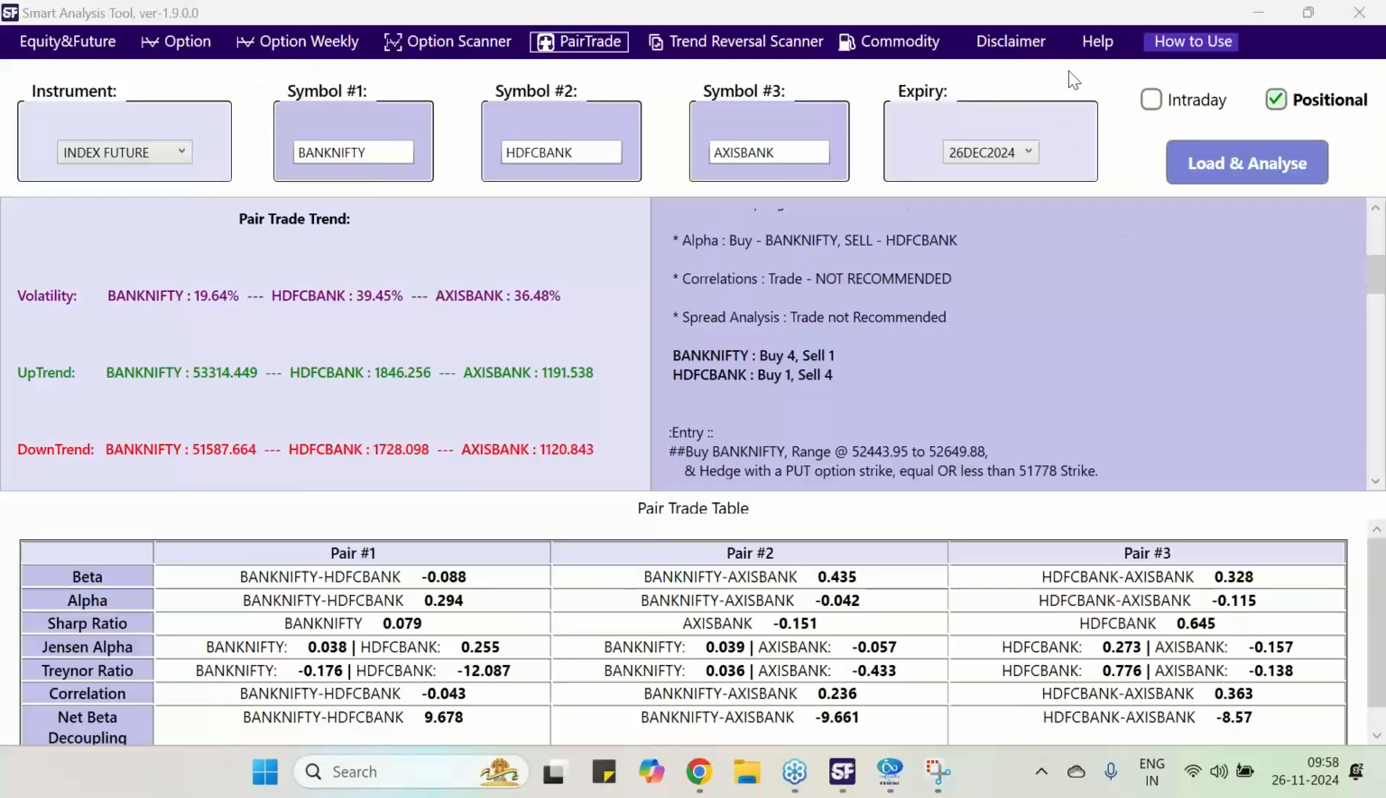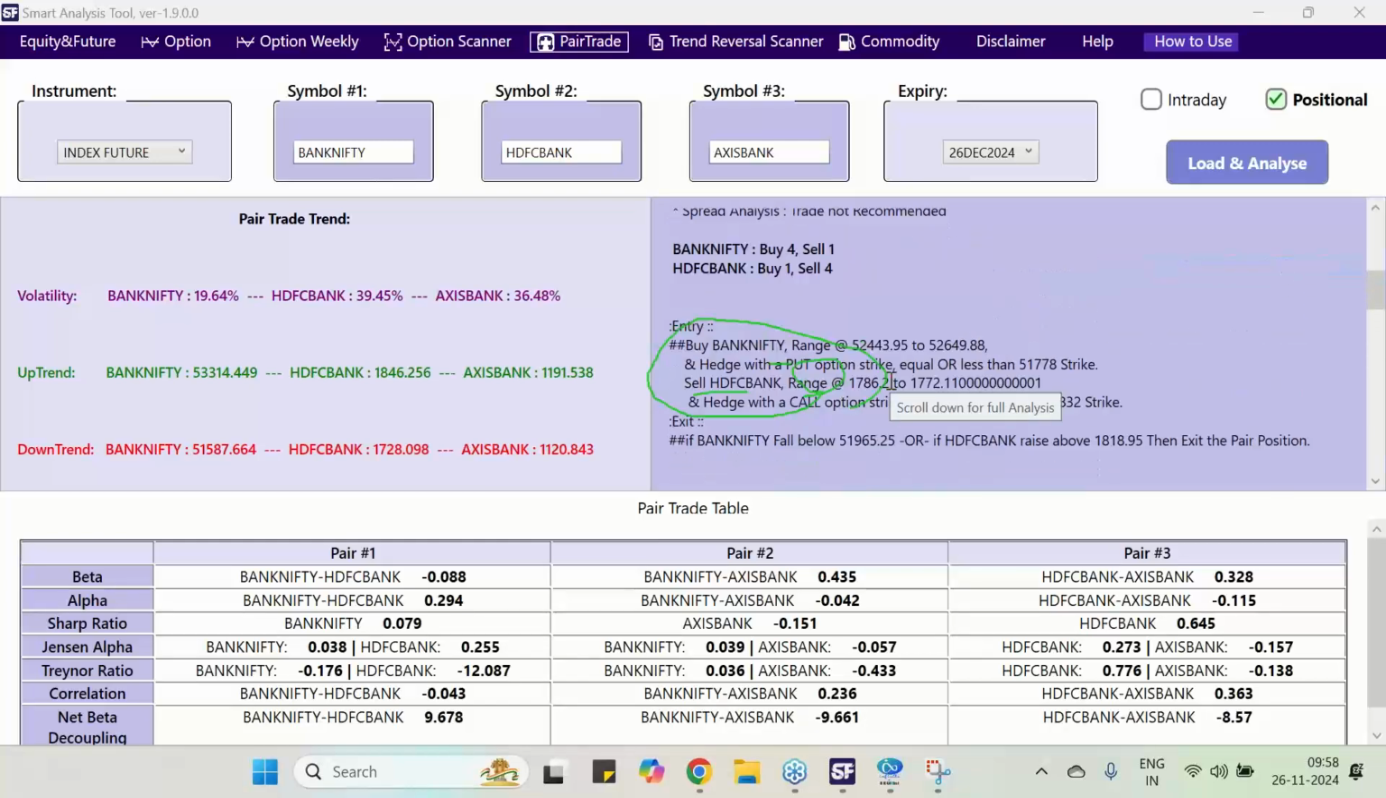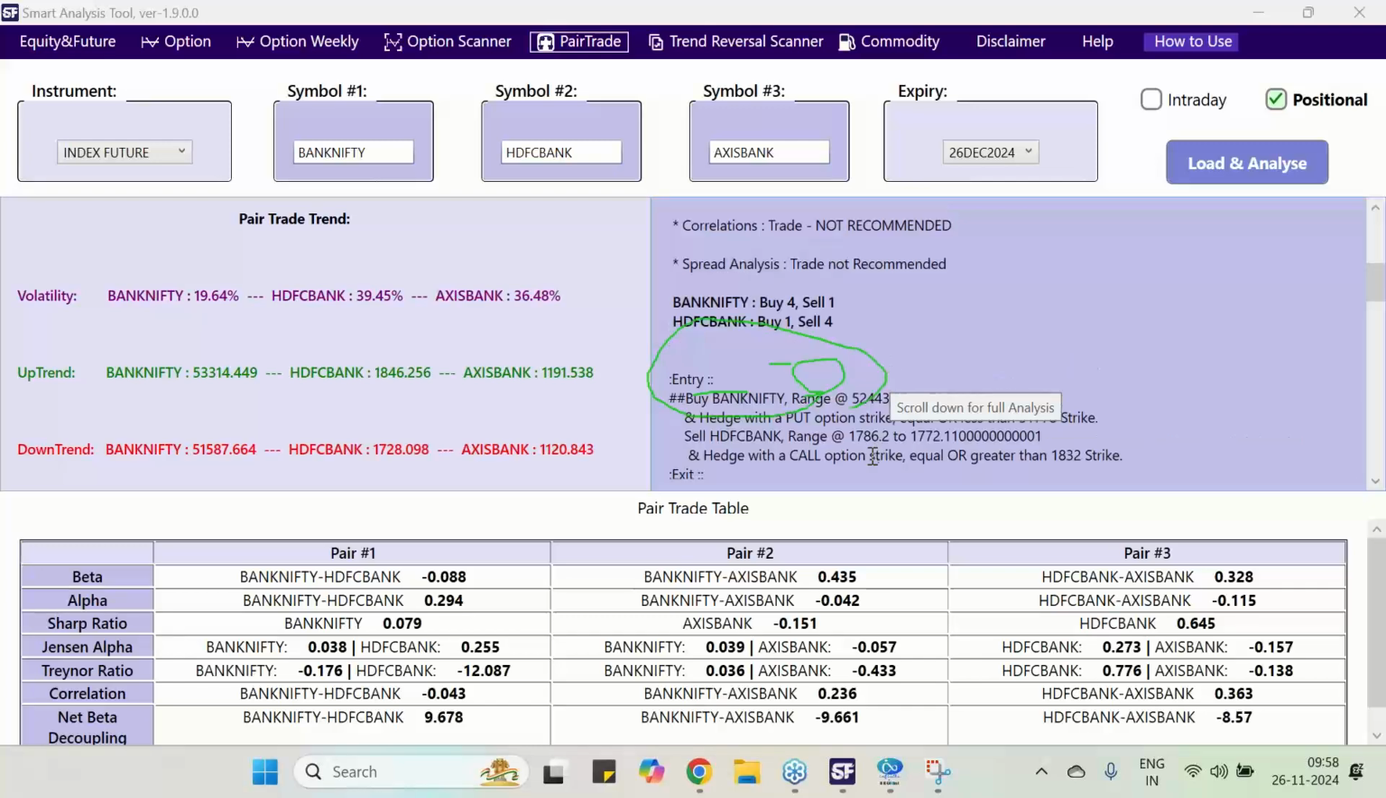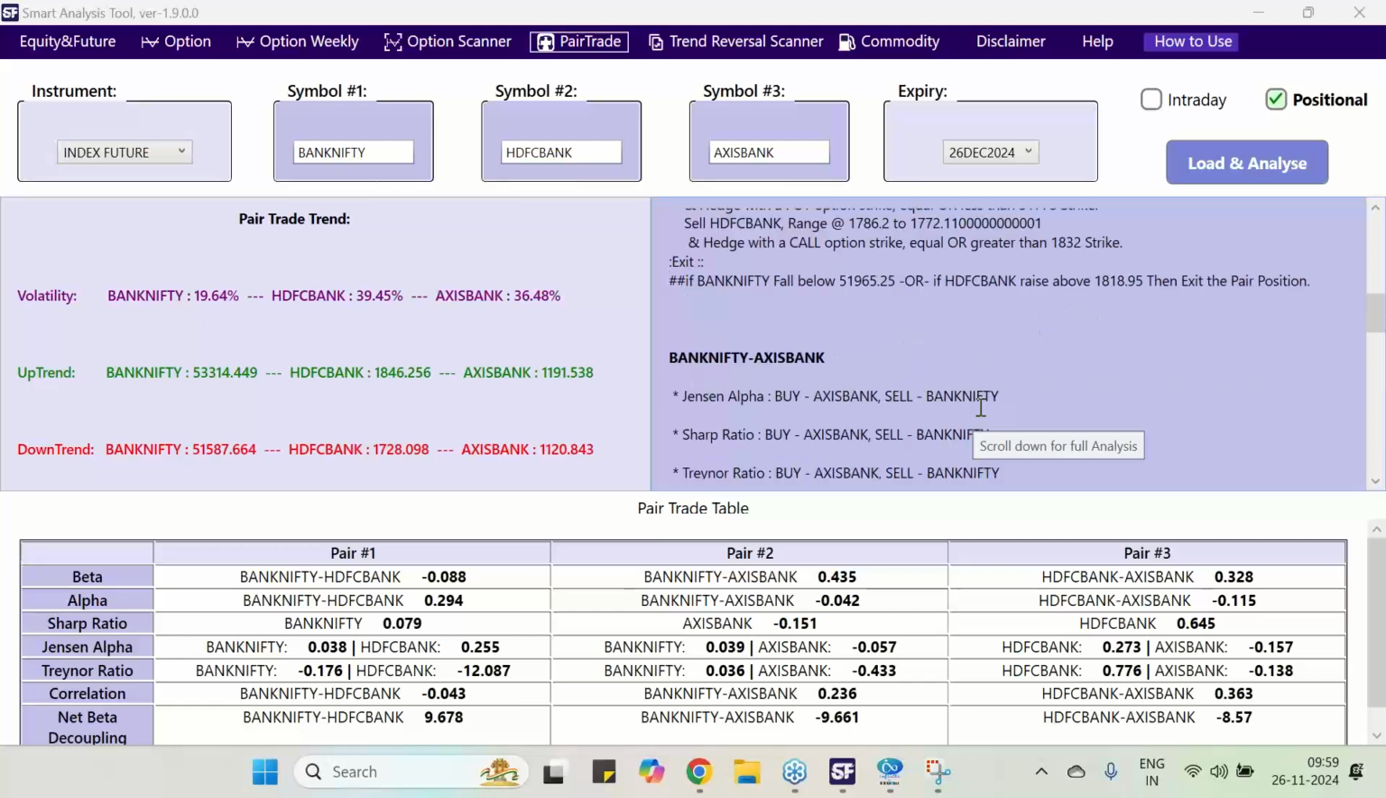So this Bank Nifty, HDFC Bank, ICICI Bank, I have HDFC and Axis I have taken. So from here, the first pair analysis says that 4 studies are suggesting to buy Bank Nifty and 4 studies are suggesting to sell HDFC. This is the first combination coming along with the hedge also it is recommending. So this software also recommends what put option you will hedge, what call option you will hedge.